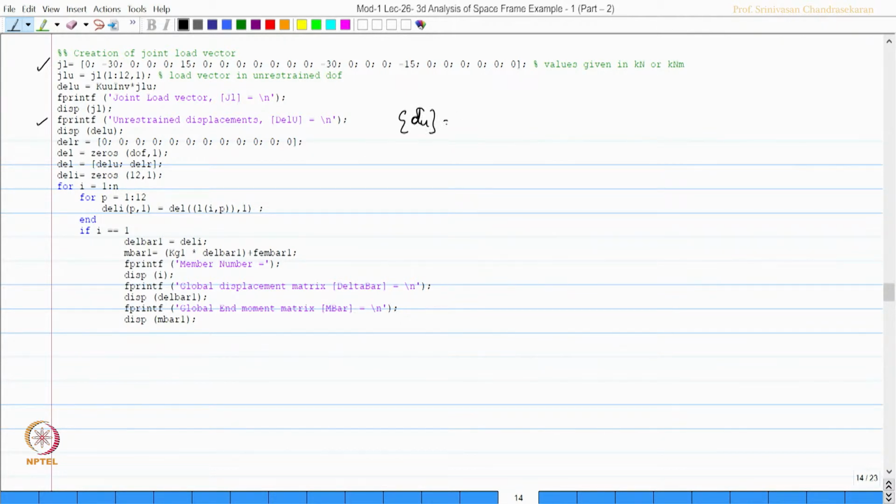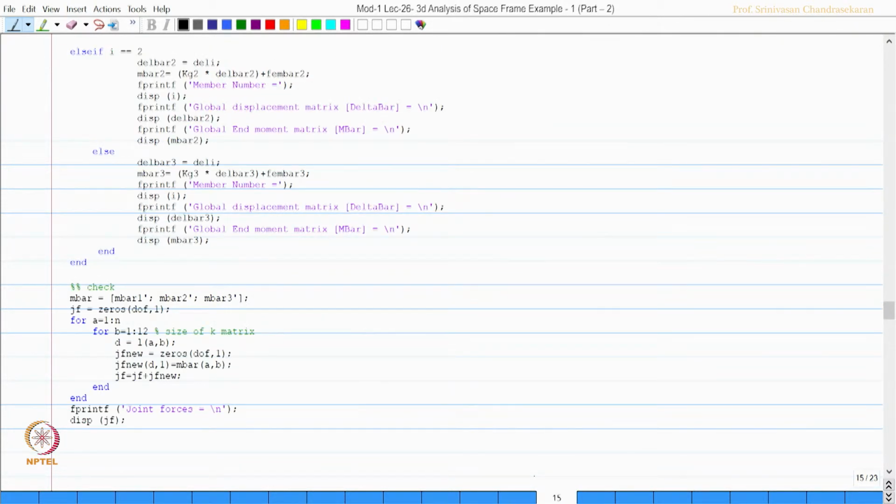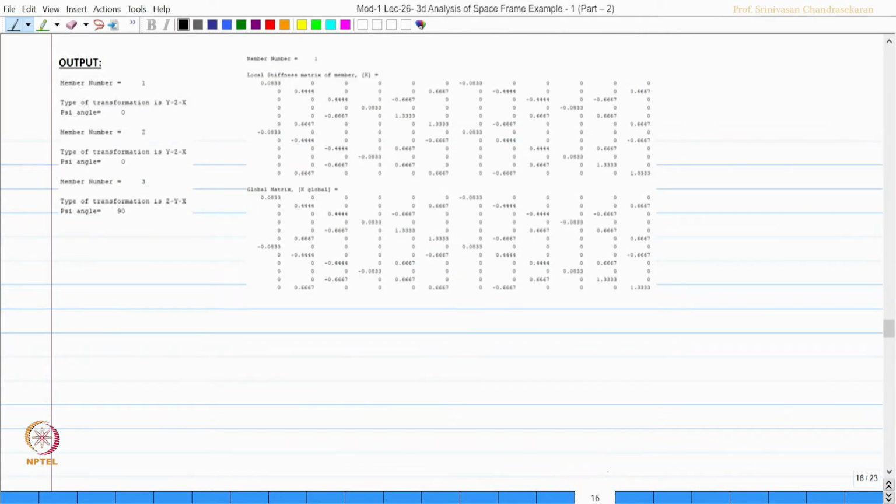Del u is nothing but K U U inverse of J L U, all in the reference axis system. I get delta u bar. Once I get that, I get the member forces in global displacements. Let us look at the 3 members, then ultimately the joint forces and check for this, that is the program. Let us look at the output.